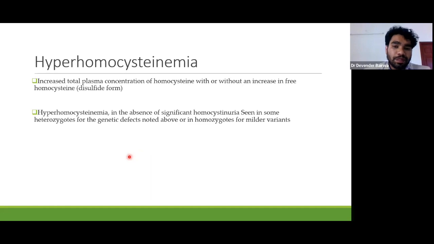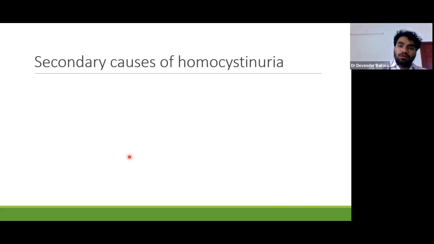Hyperhomocysteinemia in the absence of significant homocystinuria can be seen in some patients who are heterozygous for the genetic defect, or it can be seen in milder variants of homozygotes. Now, we have all seen in our wards that patients with homocystinuria can have high levels of atherosclerotic disease, and they can have thrombus formation, arterial as well as venous. So we tend to send workup for these patients to look for homocysteine level.